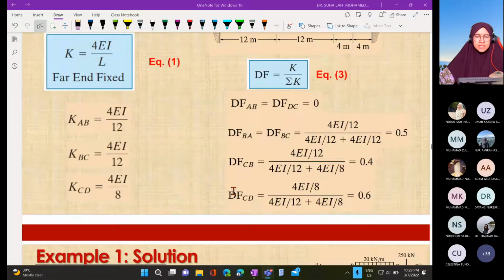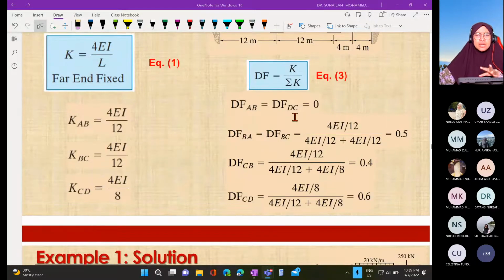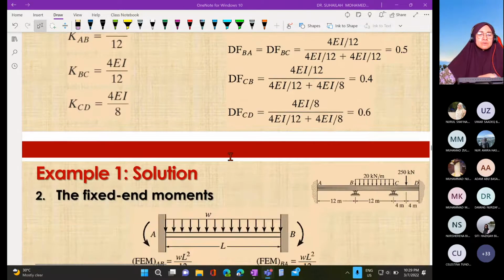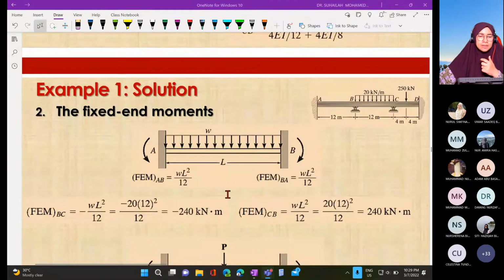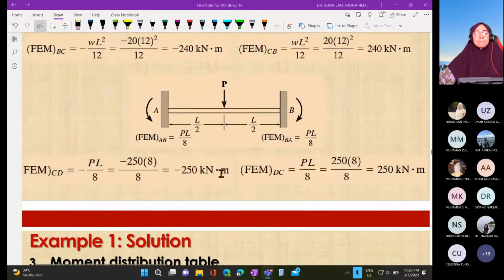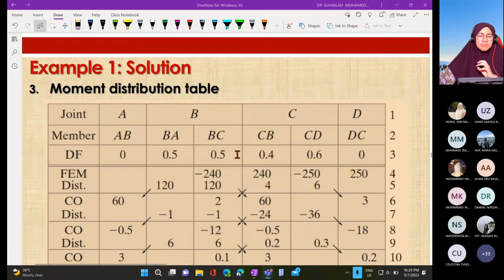So the distribution factor. Distribution factor ni nanti kalau nak tengok in detail macam mana kita buat ni, tengok video-video saya. Okay, nanti saya share link, direct link untuk you refer. Example ni memang saya dah buat banyak kali. Every sem pun saya buat. Yang awal sem hari tu pun saya dah buat. Okay. So distribution factor and then fixed end moment. Okay. So dapat yang ni, we put into the table.